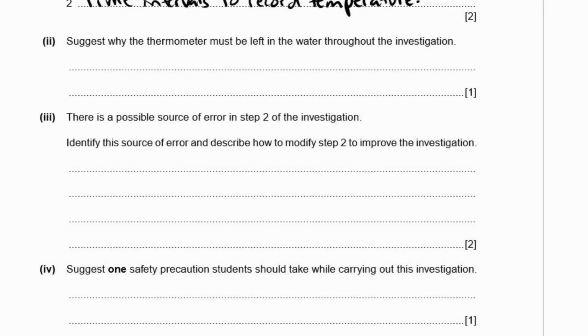Good. 2, suggest why the thermometer must be left in the water throughout the investigation. Okay, the reason why it must be kept in the water is because it actually takes time for the thermometer to adjust to a new temperature. And if you put it in every minute, you won't be reading the temperature at that minute. You'll be reading the temperature as it's adjusting. So it takes time for the thermometer to reach the water temperature. 3.